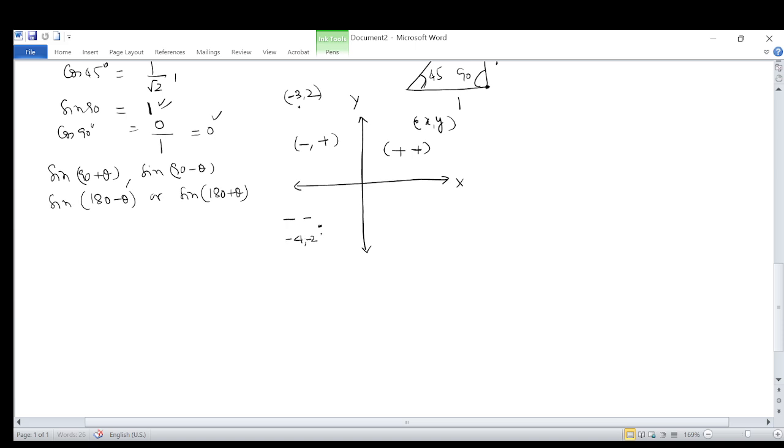In coordinate geometry we write in this way. Here x is positive because x is on this side, so we write x plus, and y is on the negative side, so it is minus. If you place a point in this quadrant, we will write something like 4 and minus 3. You have to remember this before I tell you about sine 90 plus theta.